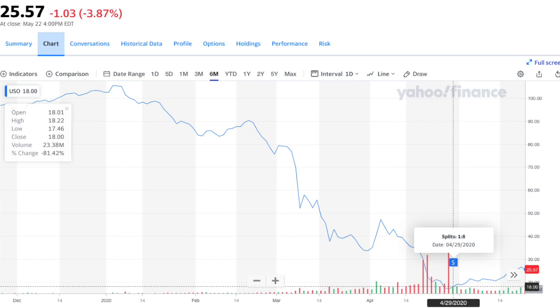At that point, the management was forced to do a 1-to-8 split on April 29 because the management was afraid that they might be delisted from the brokerages. Therefore, once they did the 1-to-8 split, the stock opened at around $16-17 the next day. Because oil prices have seen a really good recovery from their low levels, USO also has seen a really good recovery, especially since the 1-to-8 split on April 29th.